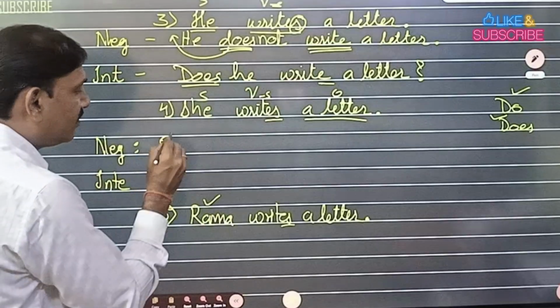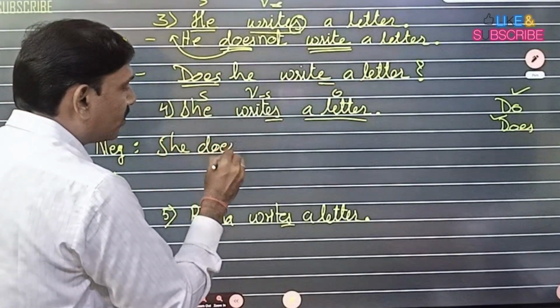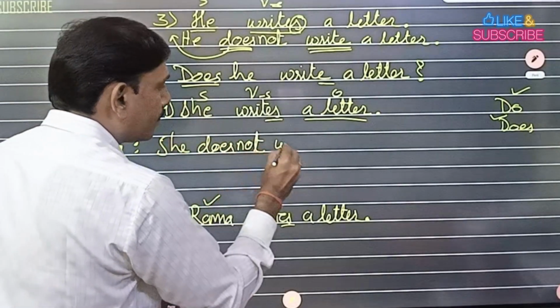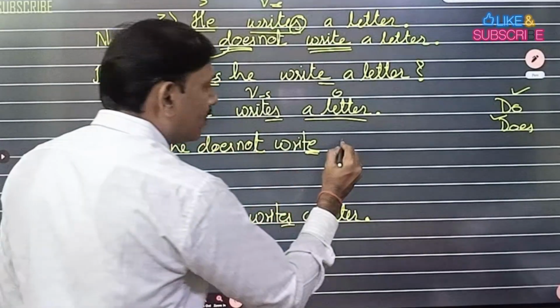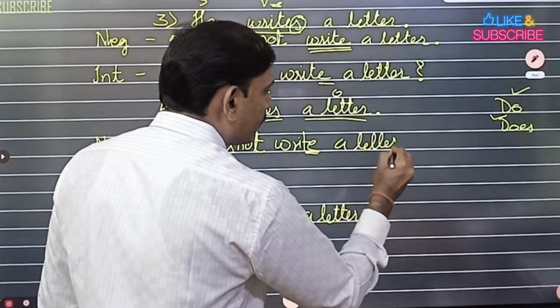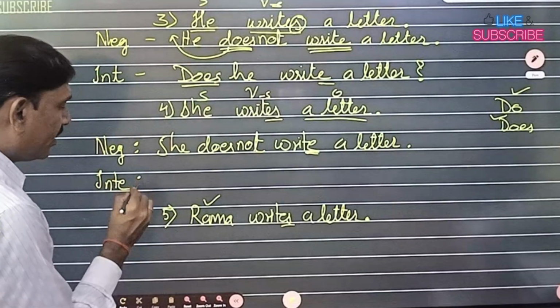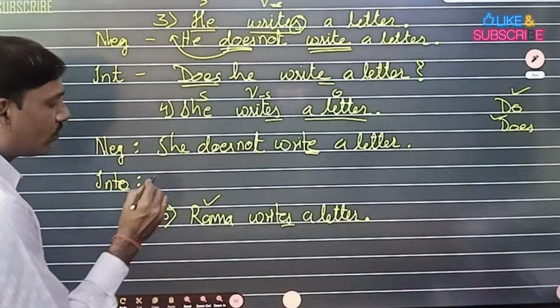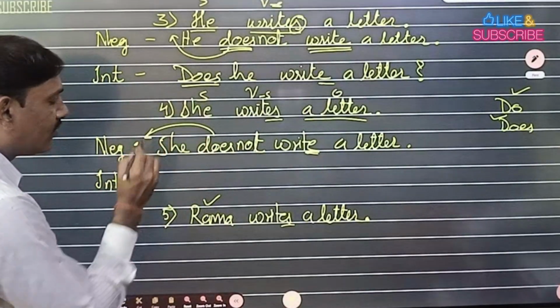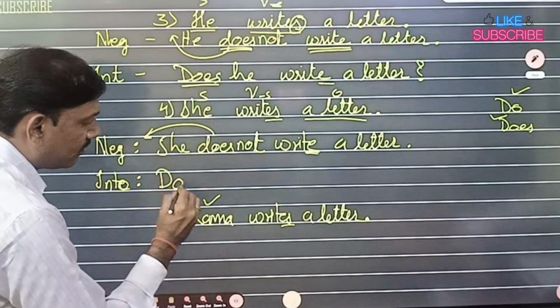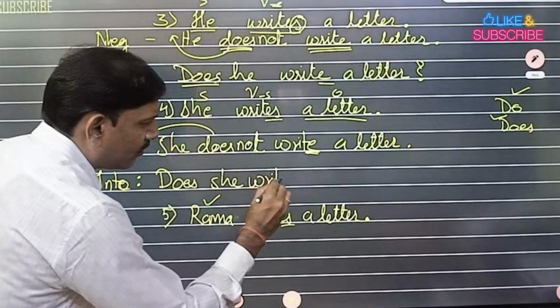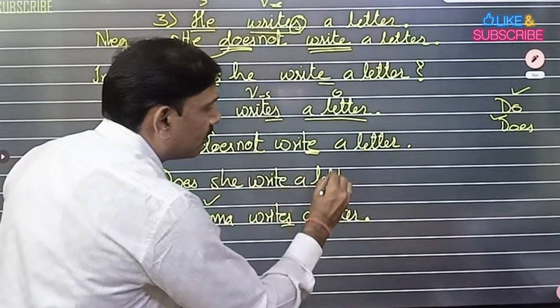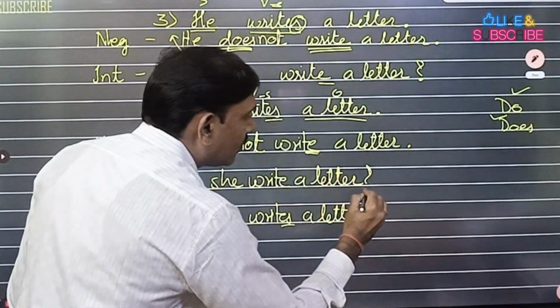Now here, students, see how to make it negative. Same one, she does not write, s will not be there, a letter, and full stop. Here to make interrogative, what will we do? We will put does in front of the subject. Does she write a letter? And question mark.